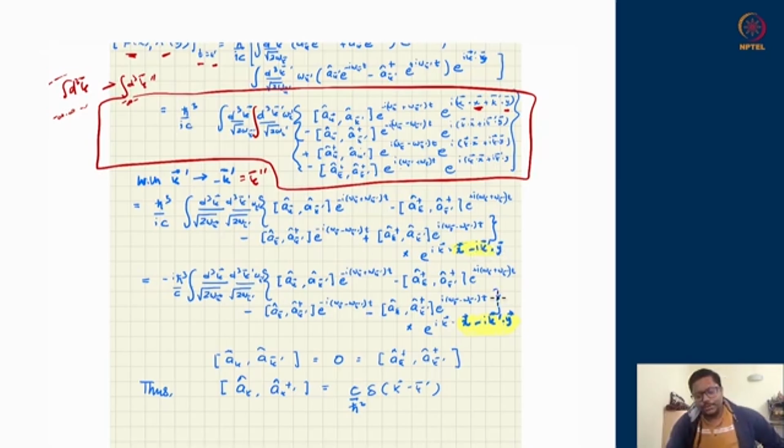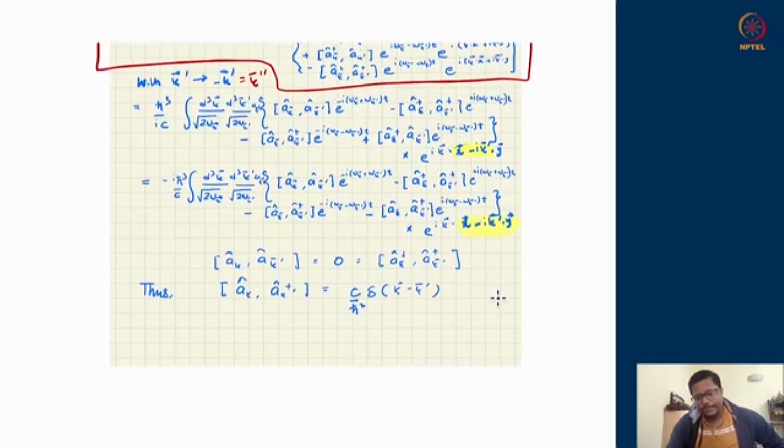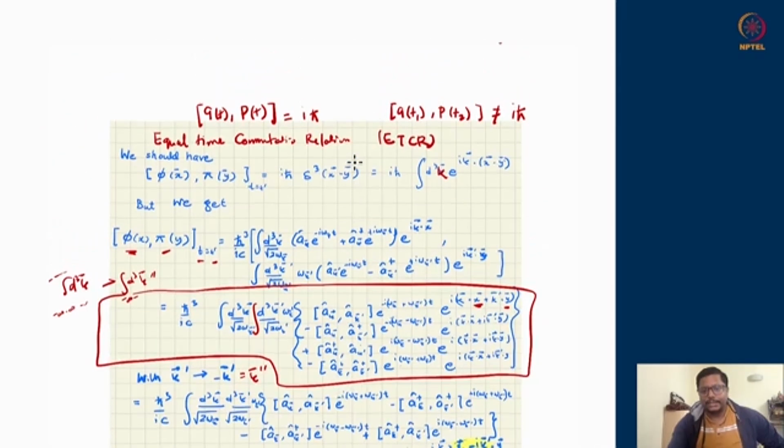Okay, so this is what you would get. Now let us try to compare things. I want the answer to be iota h bar times integral d3k times e to the power i k dot (x minus y). First of all, there is no time dependency.